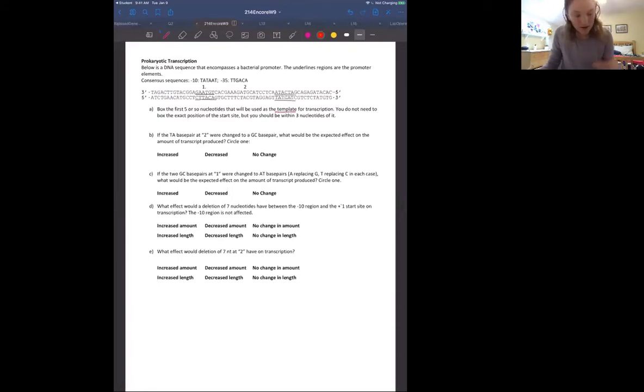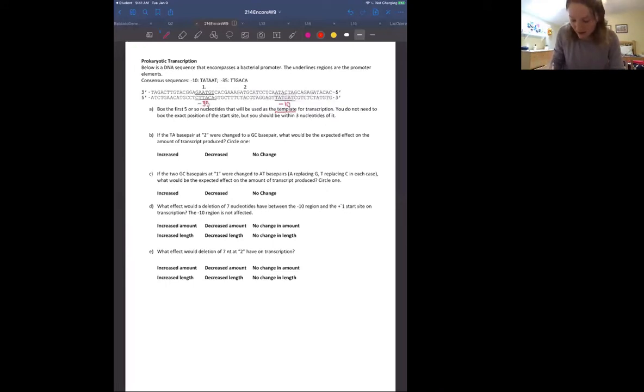Okay, so to solve this problem, first we want to identify our -10 and our -35 sequence. So these underlined sequences on your worksheet, we see this one is TATGAT, which is pretty close to the TATAAT. So that's our -10. And this sequence down here, CTTACA, is close to the TTGACA consensus -35. So you know that's our -35.